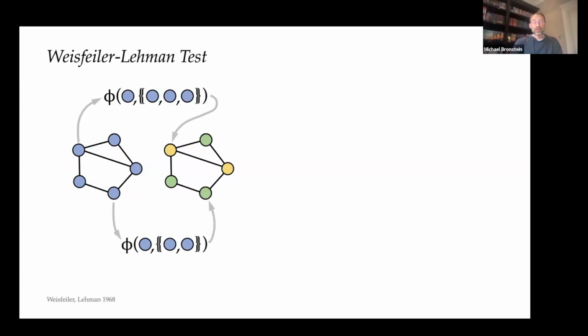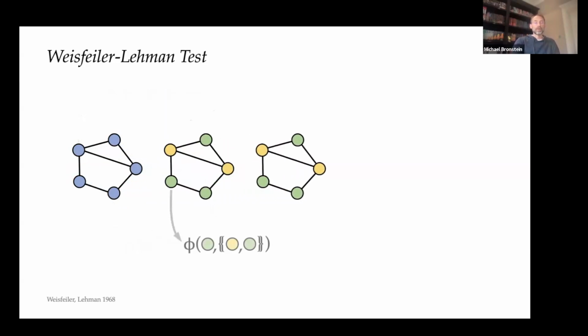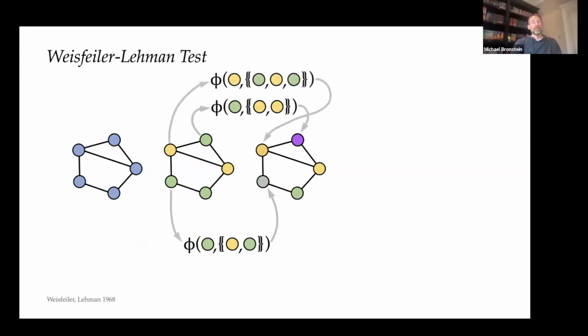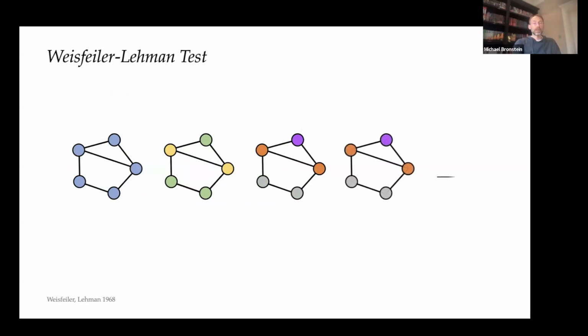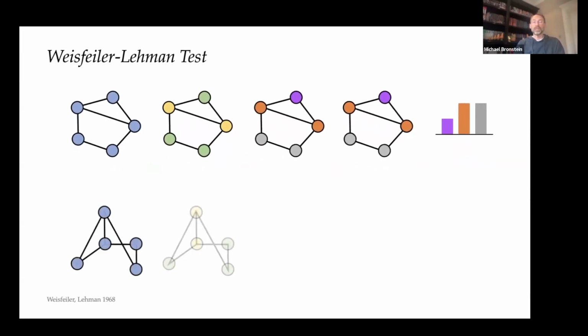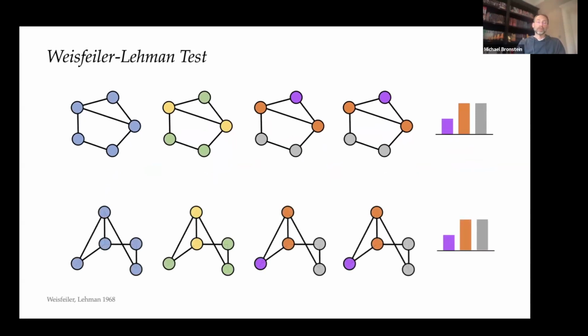I can repeat this procedure again, and now you can see that we have three types of neighborhoods. We have a green node with one yellow and one green neighbor, a green with two yellows, and a yellow with two greens and one yellow. Again, assuming injectivity, these become three different labels. We repeat this procedure until the colors stop changing, at which point we output their distribution, or histogram. By design of the algorithm, if I give you another graph and the distribution is different, I can assure that the graphs are not isomorphic, so they're structurally different. We don't have an edge-preserving bijection between their nodes.